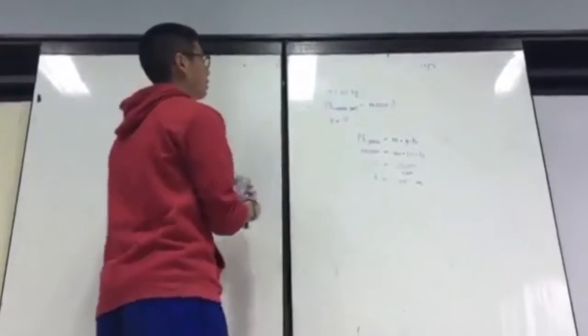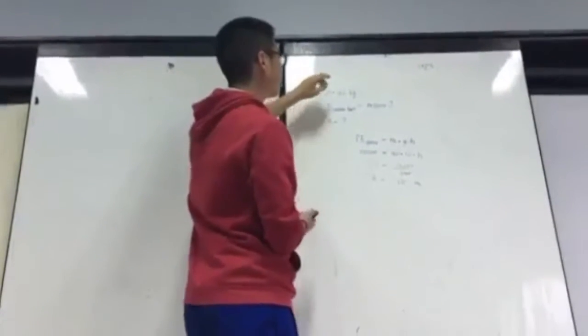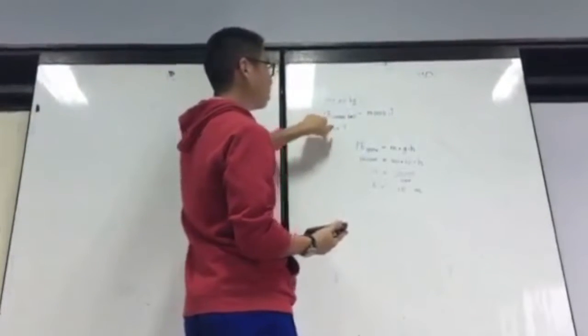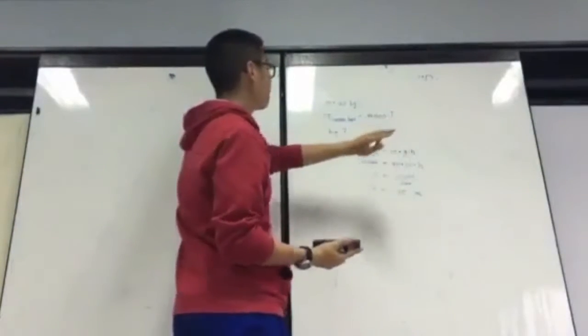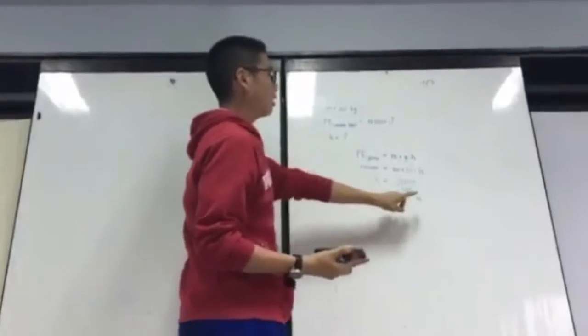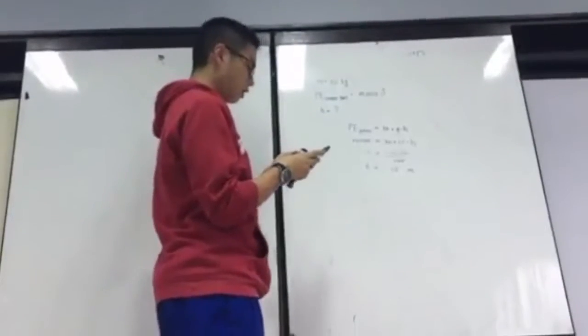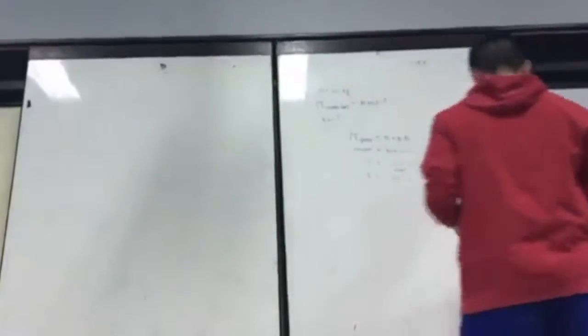This problem is already very easy. The unit of mass is kilogram, and the unit of potential energy is already joule, and the unit of H is meter. That's it.